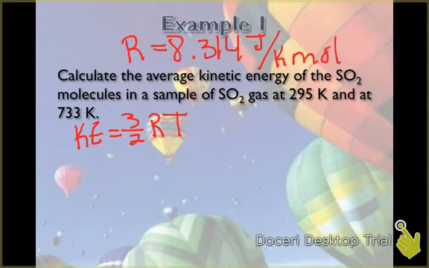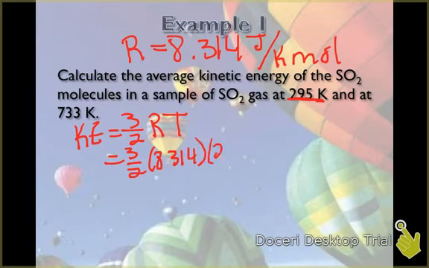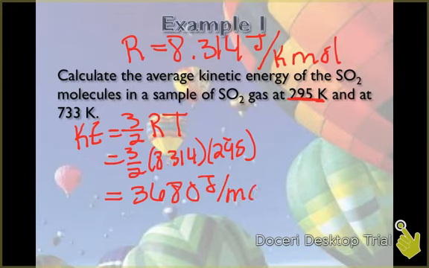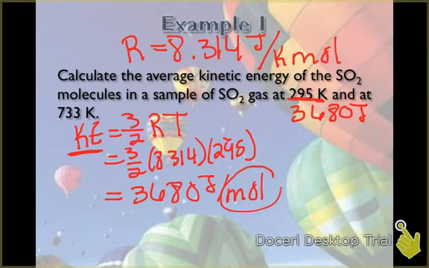Alright, so let's plug in our numbers. We're going to start off with the 295 Kelvin. So 3/2 times 8.314 times 295. You plug all of this in your calculator, you should get an answer of 3,680 joules per mole. I've already rounded that to maintain my three significant figures. So at 295 Kelvin, we're going to have 3,680 joules of energy. Remember, this equation is technically the kinetic energy per mole, so when you're giving the answer, you don't always have to keep the mole in your unit.